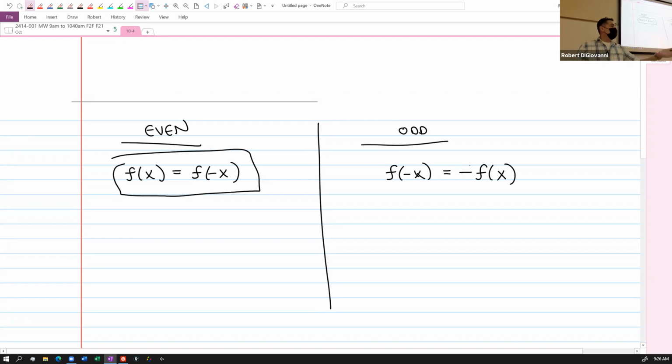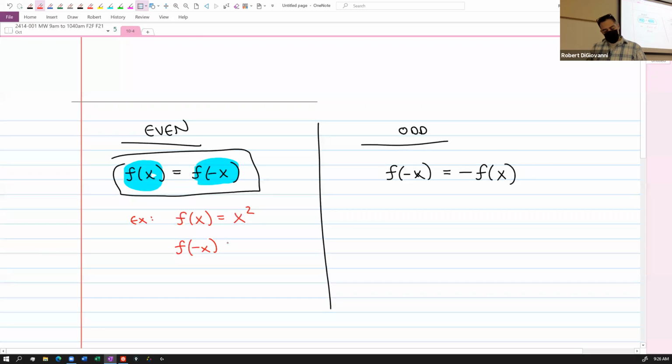So I'll give you an example of an even and an odd and how you could check it. So if I take, for example, the function f of x equals x squared. Now I'm going to give you very basic examples here, okay? If f of x is x squared, how can I prove that that's even? Well, all I have to do is show that this is true, that f of x equals f of -x. So let me plug in -x into this and see what happens.